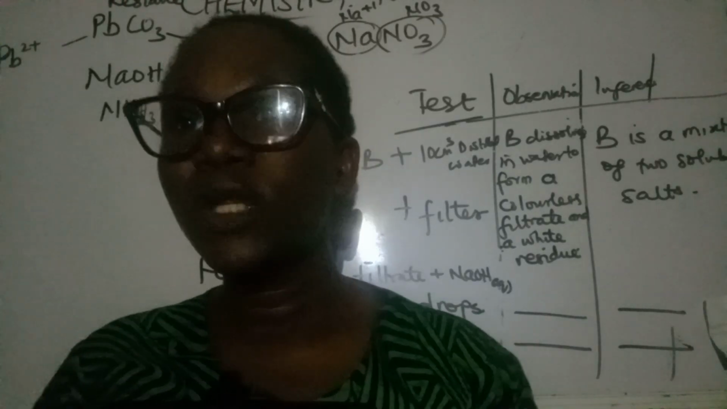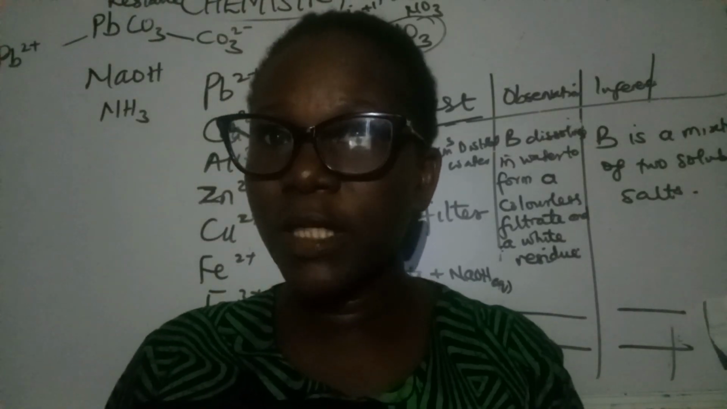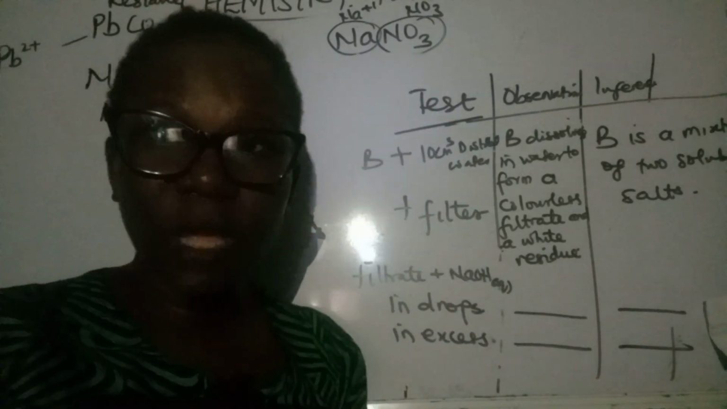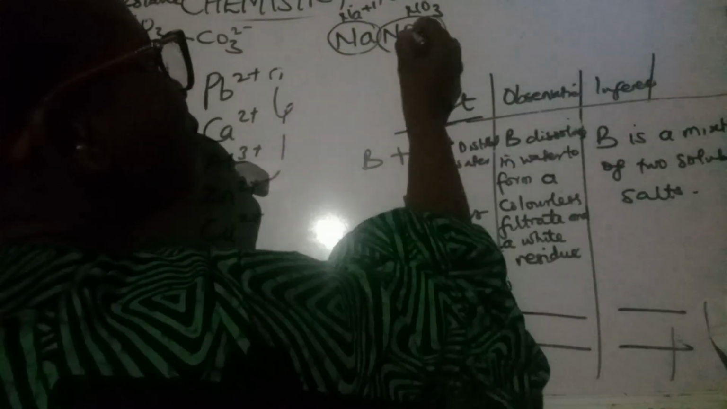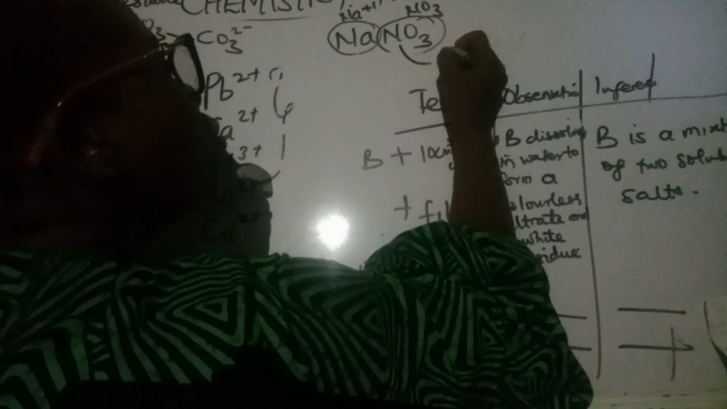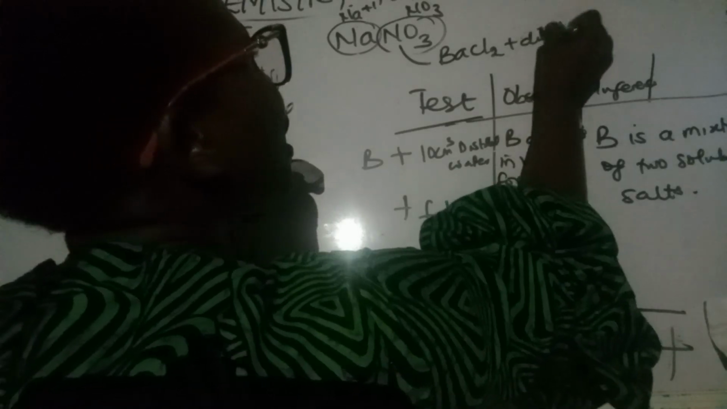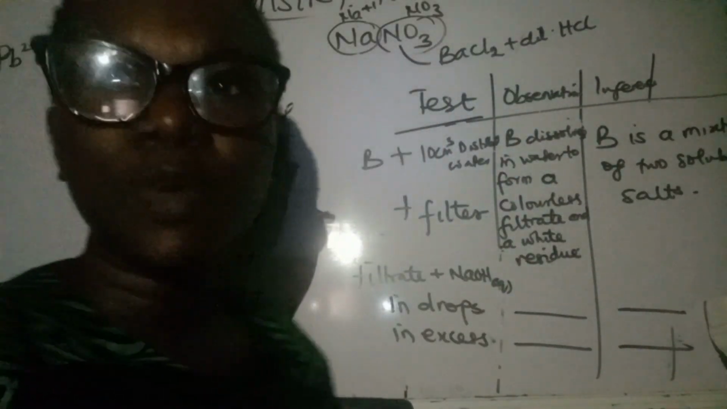So to test for the negative radicals, now under your filtrate, the one that comes out of the filter paper, we will be testing for this trioxonitrate 5. And to test for trioxonitrate 5, we use barium chloride followed by dilute HCl or HNO3. And they usually give a white precipitate.